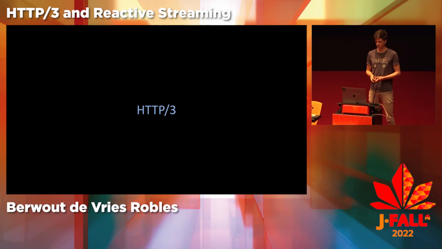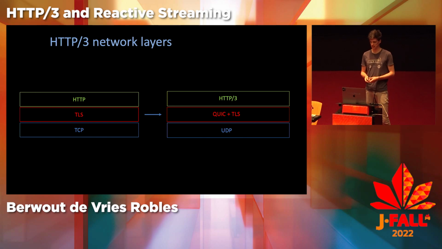HTTP3. Fundamentally different from HTTP 1 and 2 because the entire stack changed. For HTTP 3, we rely on UDP, and you might see that this TLS block has become a transport protocol we call QUIC, and it also combines itself with TLS. So there's no option to start a QUIC stream without TLS.